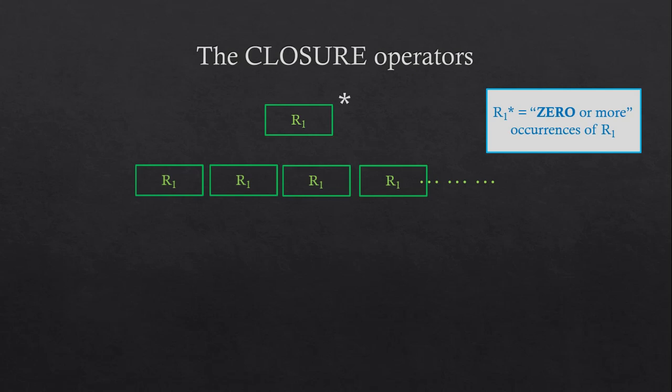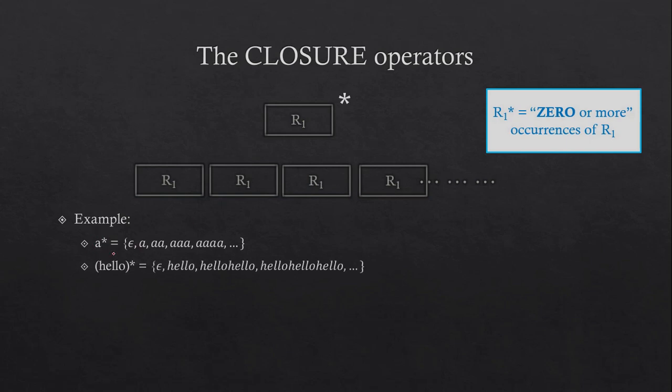Some examples will further clarify this. If I take A star, I might take A 0 times. That gives us this little string here, the empty string. If I take A 1 time, I get this one. If I take A 2 times, I get this, and so on. The operator doesn't only work on a symbol. If I take the closure on a string, I might take the entire thing 0 times, which gives us epsilon again. I might take it 1 time, which gives me hello. If I take it 2 times, I get hello hello, and so on.